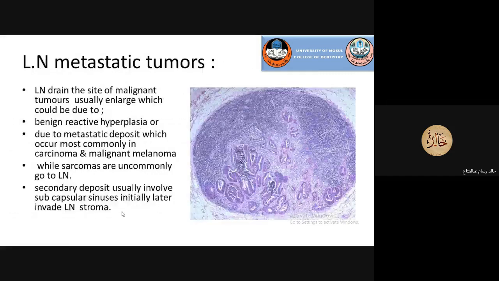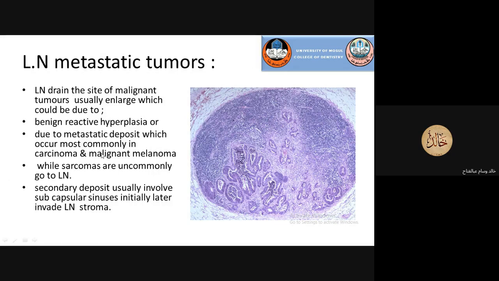The last thing, as we said, lymph node enlargement could be due to metastasis, due to secondary tumors originating from other organs and coming to the lymph node. So the lymph nodes that drain the site of a malignant tumor may also undergo enlargement, and this enlargement, as we said, could be due to sinus histiocytosis, a benign reactive hyperplasia as an immune response to these tumors, or it could be due to metastatic deposit, which occurs most commonly in carcinoma and in malignant melanoma.